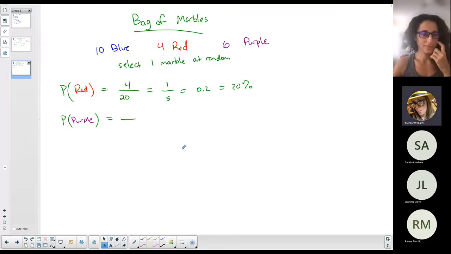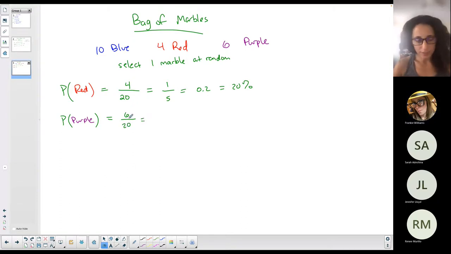Twenty to one. I have how many purple? 6 out of a total of 20. Mm-hmm. And that's probability. And then I simplify this. It's always how many possible of what you want. In this particular case, how many purple out of how many total? In this case, how many red out of how many total? How many purple out of how many total?